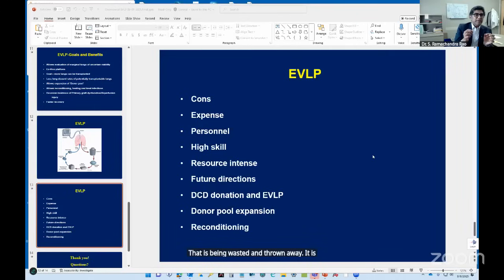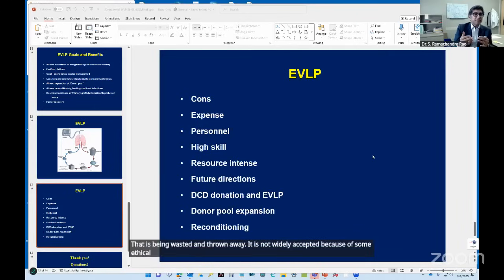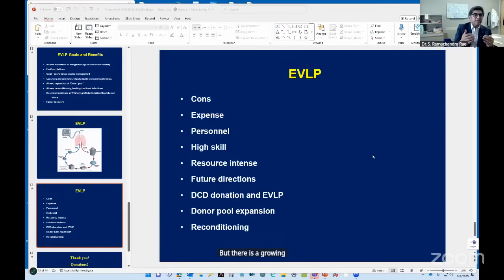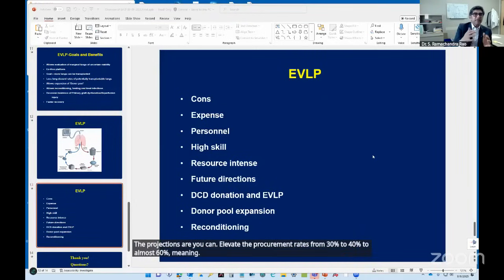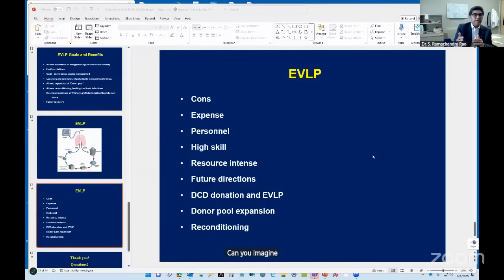It is not widely accepted because of some ethical and legal considerations, but there is growing evidence and a mounting body of consensus that is favoring DCD donation that is yet to be tapped. The projections are you can elevate the procurement rates from 30 to 40% to almost 60%, meaning, can you imagine 1 to 2 lungs out of 10 utilized versus 6 lungs utilized? It gives you a huge opportunity to close the gap between the supply and the demand, and also a healthy decrease in the waitlist mortality.